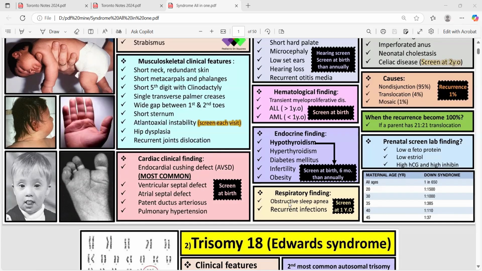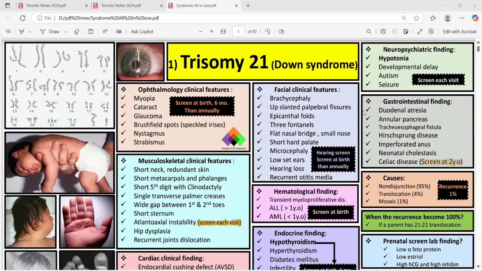Then the respiratory findings: obstructive sleep apnea, then respiratory function. In that case, screening is every 1 year. Then come the neuropsychiatric findings. This is basically hypotonia, developmental delay, autism, and seizures. So screen at each visit. You have to do it at every visit whenever they come.